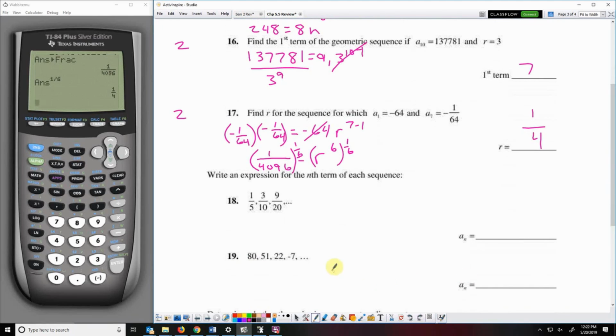Write an expression for the nth term. First, I need to find if it's arithmetic or geometric. Looks like the numerator is multiplying by 3, and the denominator is multiplying by 2. So there's an R of 3 halves. So we're going to use formula 2 for the expression for a geometric sequence. So that's A sub n equals the first term times R to the n minus 1 power.